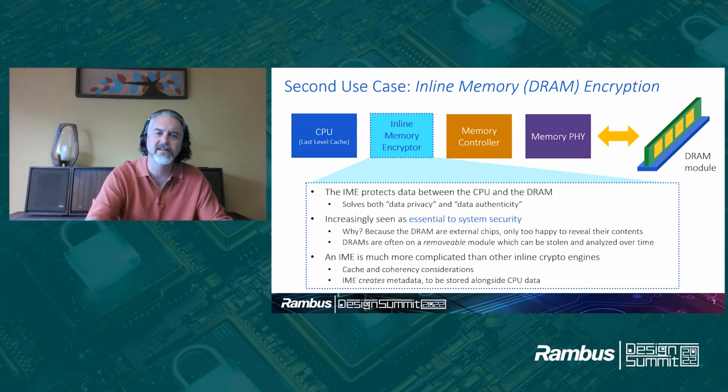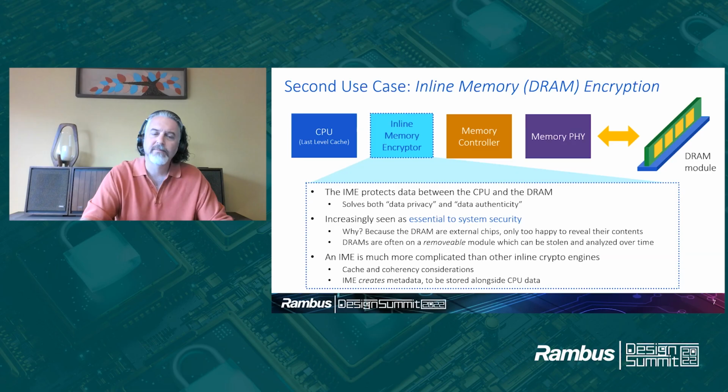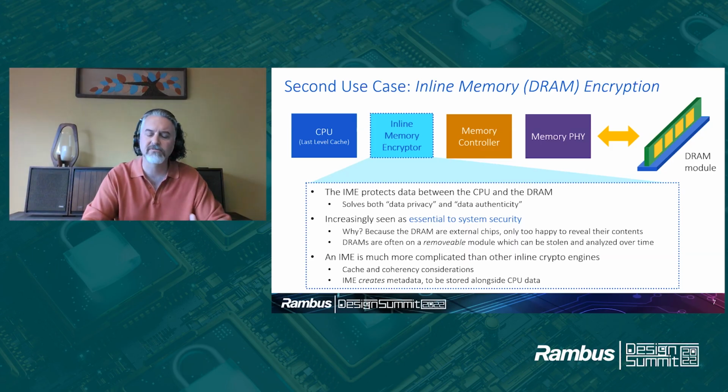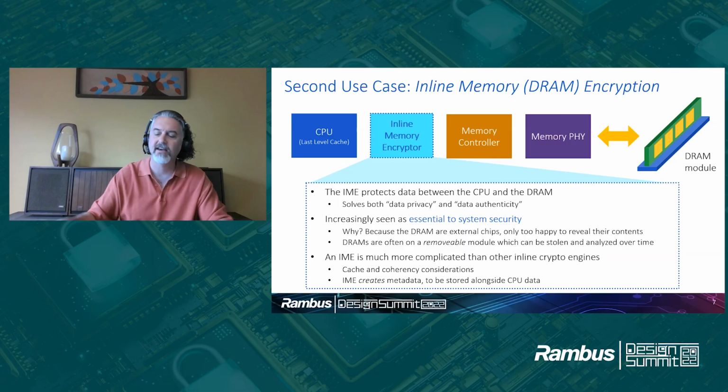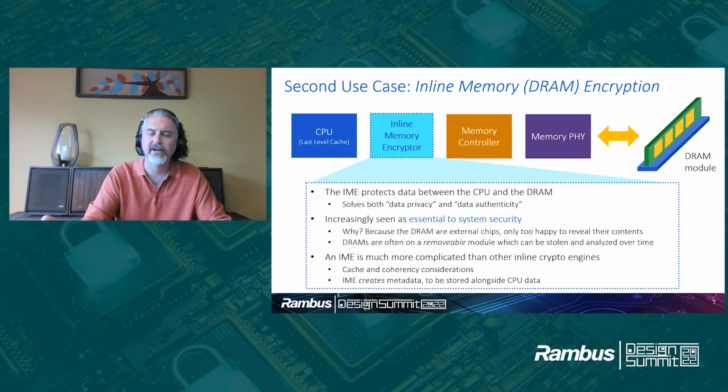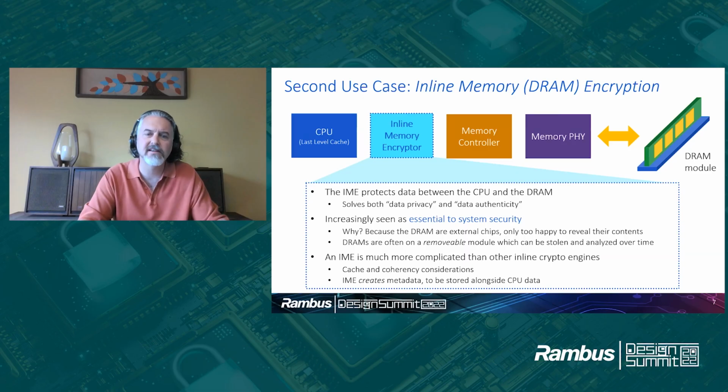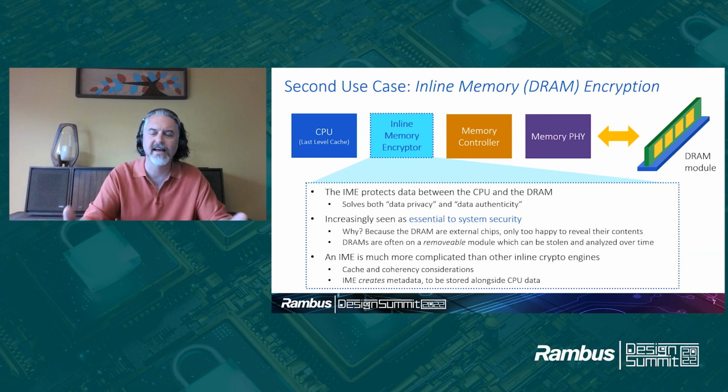The other part about IMEs that's tricky is they create metadata. This is metadata, data about data. This is, for example, those authentication tags: as the CPU is writing data, the CPU does not know that the IME is going to be creating an authentication tag that is then used to check the authenticity of the data when it's subsequently read. That tag memory turns out to be a lot of memory. It's several bytes of data for every cache line access that's moving. And where is that data actually stored? It's stored in the same DRAM that the live data is stored in.